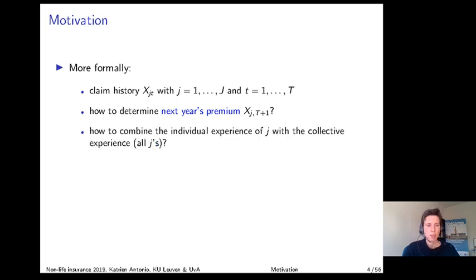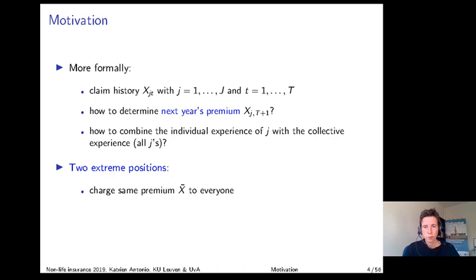And a big challenge is to figure out how to combine the individual experience of j with the collective experience that is collected over all the j's in the dataset. One can take two extreme positions in this problem. One can either charge the same premium, X bar, to everyone, and X bar is here the global average over the whole dataset available, or one can charge to group j its own average, X_j bar.